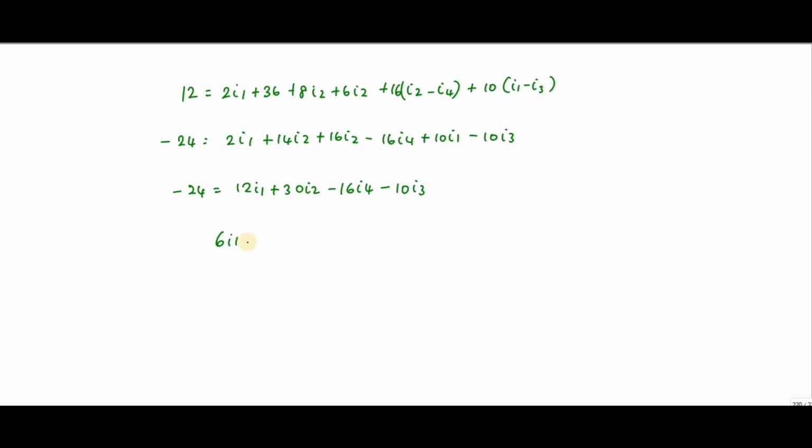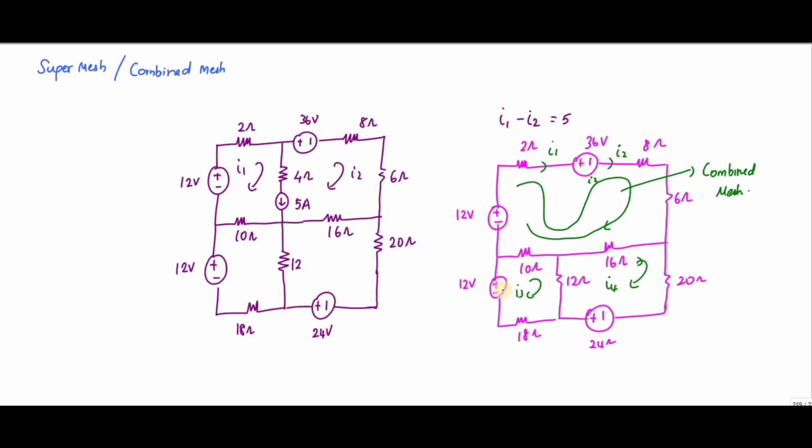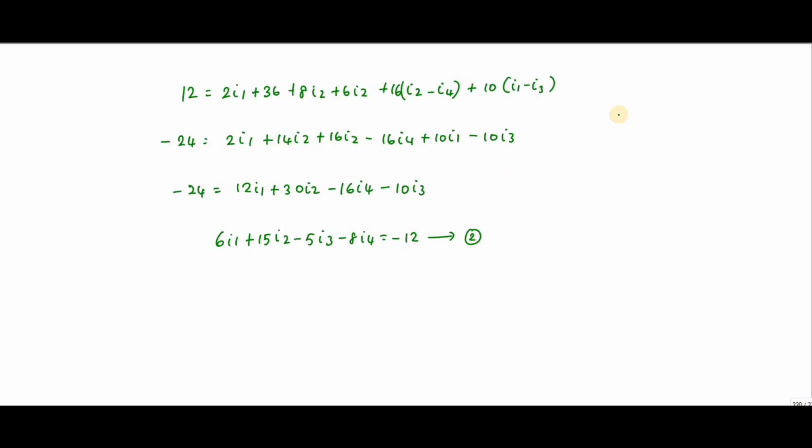I can divide the whole term by 2, so 6I1 plus 15I2 minus 5I3 minus 8I4 is equal to minus 12. This is your second equation, and the first equation is this one.